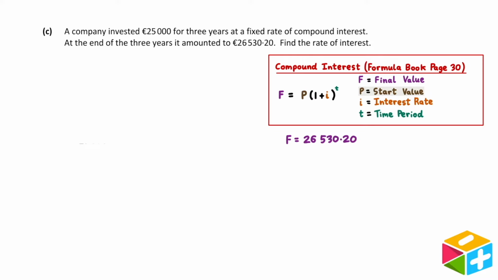P is the start value, and this refers to the €25,000 the company invested at the start. I is the interest rate, and in our question, this is the unknown value we're trying to find. T is the time period, and our company is investing for 3 years, so T is equal to 3. Now that we have the values for our letters, let's sub into the formula.